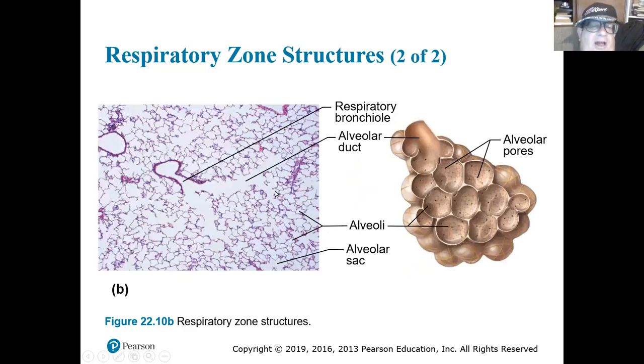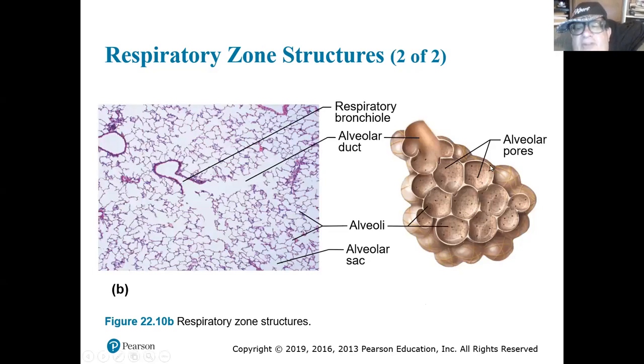Here is an actual histological slide showing the difference. The respiratory bronchiole is passing into the sac. Actually, it's coming from the sac. The air is going this way to the alveolar duct and then the individual alveoli. So this super spongy area, your lung is very, very spongy because it's all airspace and alveoli. And remember, they are super elastic. Okay.